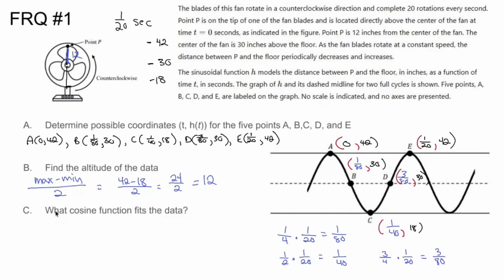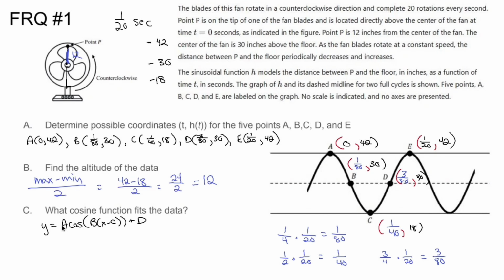So that's that. Last but not least, what cosine function fits the data? Now, I'm glad we are being asked the cosine because it starts out by looking like a cosine. So we don't have to worry about any horizontal translation or anything like that. No horizontal shift. We're not moving left or right. So the equation that I like to use is y equals a cosine, parentheses b times x minus c, close it, plus d.